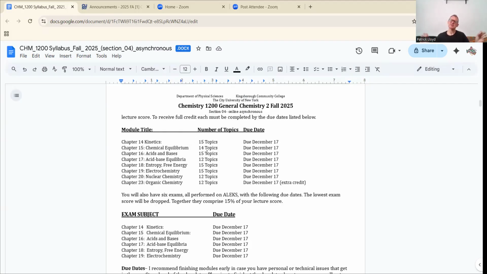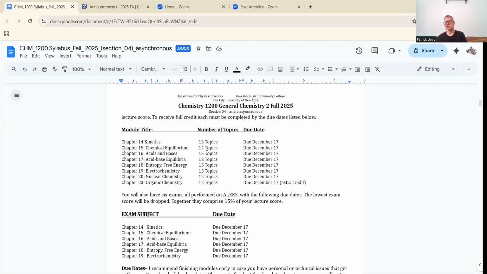These are essentially types of homework problems. So the first one, chapter 14, has 15 topics. That means there's 15 different types of homework problems that you have to do. A typical general chemistry textbook has about 6 sections per chapter. So that comes out to roughly 2.5 problems per section. That's essentially what happens. Okay.